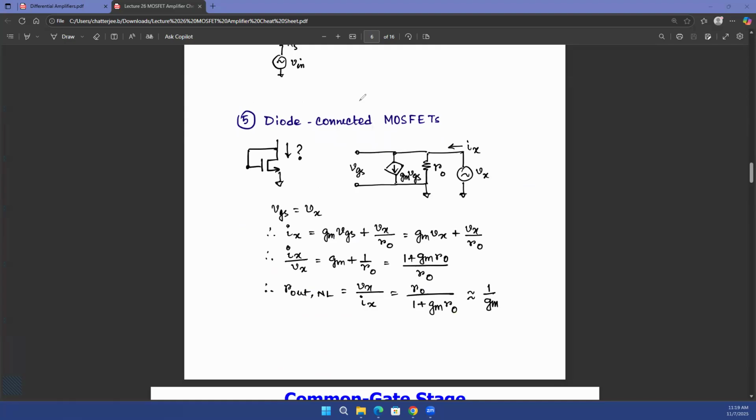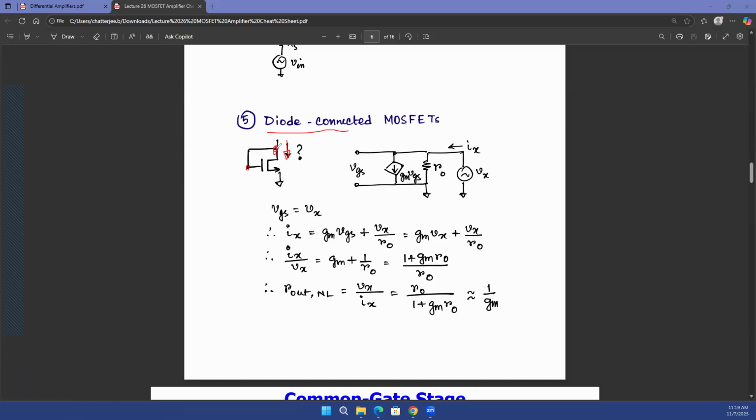Diode connected MOSFET. We also saw that, looking into the drain of the transistor, the only special scenario when you are not going to see RO is if the MOSFET is diode connected. Why do we call it diode connected? Because the current will only flow in one direction if you're physically shorting the gate with one of the terminals.